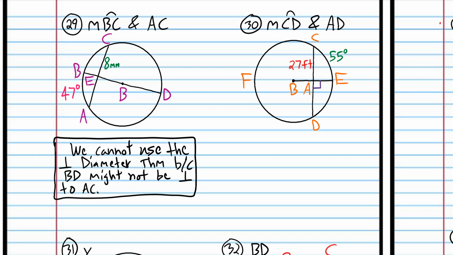All right, we're back. This is a radius, and it's perpendicular. So now we have that extra piece of information, perpendicular to the chord CD. So now we can use the theorem that says that if CA is 27 feet, then AD must be 27 also, because that chord is bisected. So AD is 27 feet.